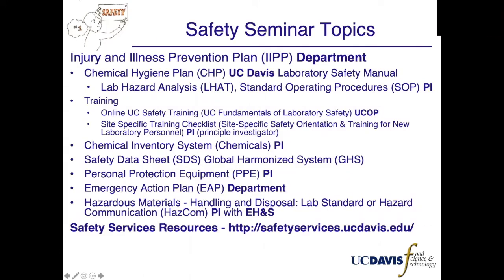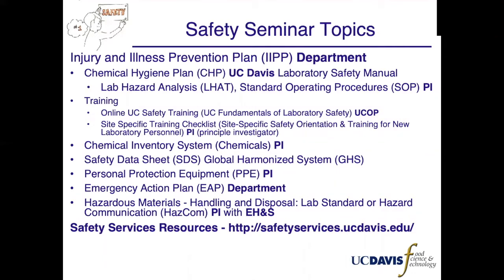These are the main topics that we will discuss today. The Injury and Illness Prevention Plan, or IIPP, which is filled out and provided to employees and students by the department. The Chemical Hygiene Plan, which is in the Campus Distributed Laboratory Safety Manual. The Lab Hazard Assessment Tool, or LHAT, and Standard Operating Procedures, which are lab-specific and completed and distributed by the PI. Training, such as the UC Safety Training called the UC Fundamentals of Laboratory Safety, and site-specific training, which is done by the PIs or lab managers in each laboratory.